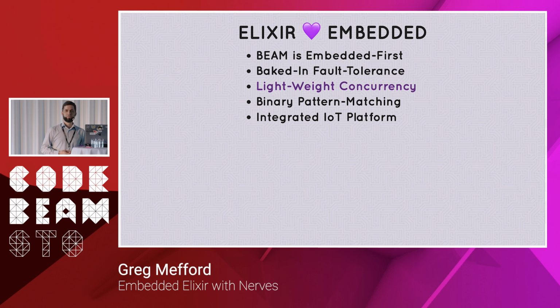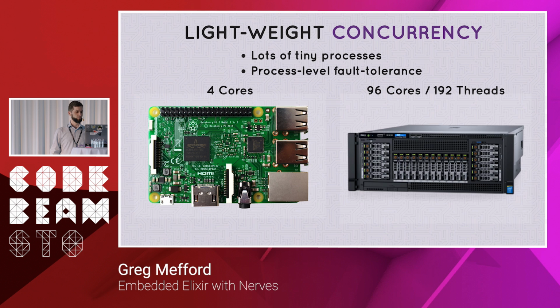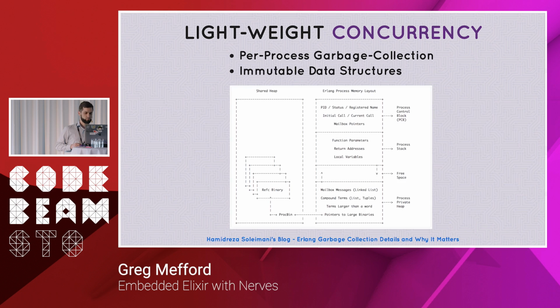So another thing that we have with Elixir for free is this lightweight concurrency model, so that you don't have to invent all the things from scratch to be able to make use of all of your cores, whether you have 4 cores or a lot of cores on your server or your embedded device. We also get process level fault tolerance, which is important for an embedded system so that you can localize your failures. I also want to talk about, with lightweight concurrency, we have the per process garbage collection, which becomes very important. And we also have immutable data structures, which helps with that garbage collection to be more efficient.